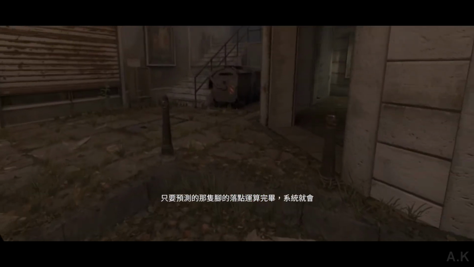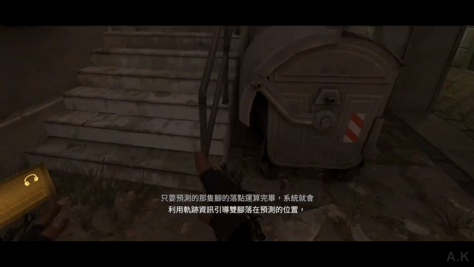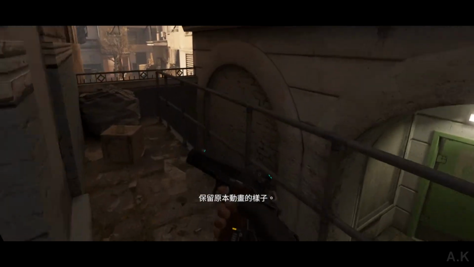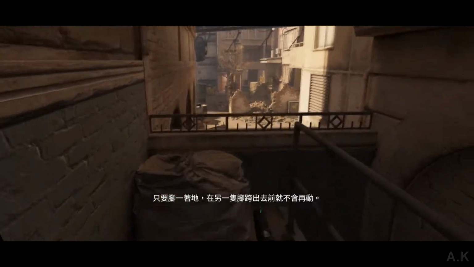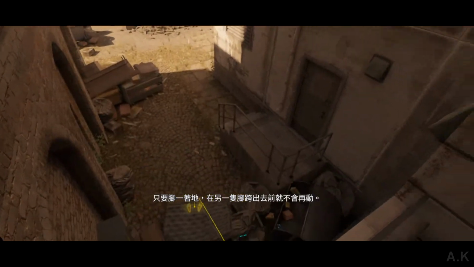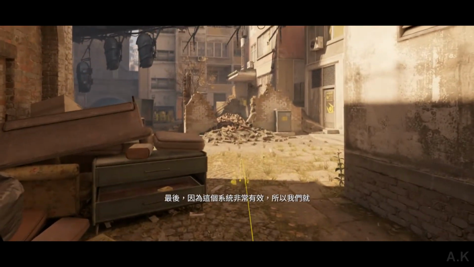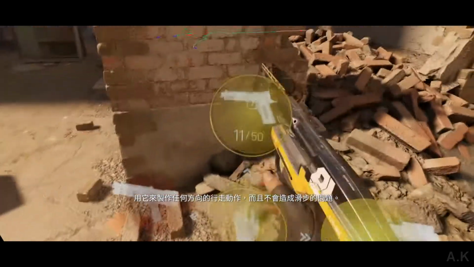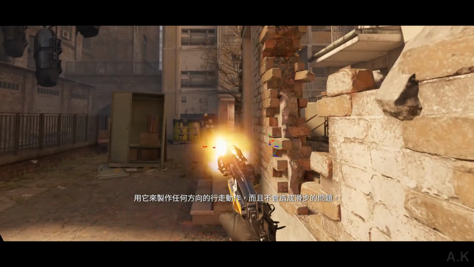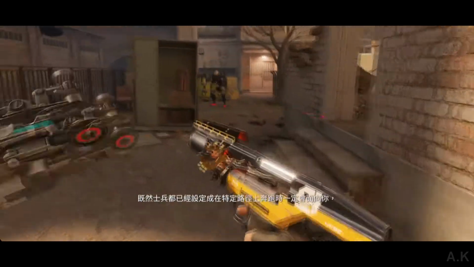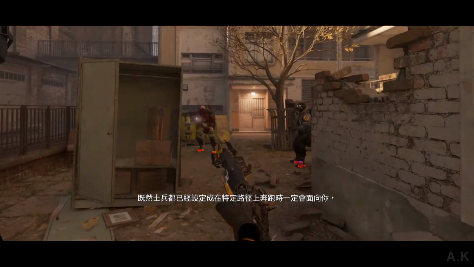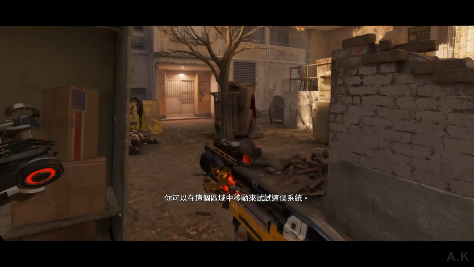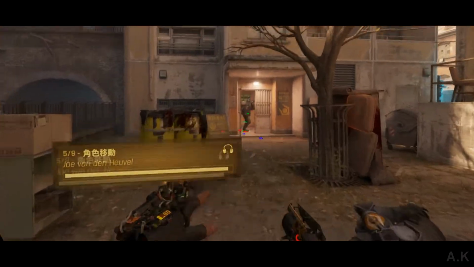Once the predicted foot positions are calculated, the system guides the feet to the predicted locations using the trajectory information to preserve the style of the original animation. Once the foot lands, it is locked in place until the next step. In the end, this system was so effective that we could essentially make any animation walk in any direction without foot sliding. You can experiment with the system by moving around the area, since the soldier has been set up to always face you while running the specified path.